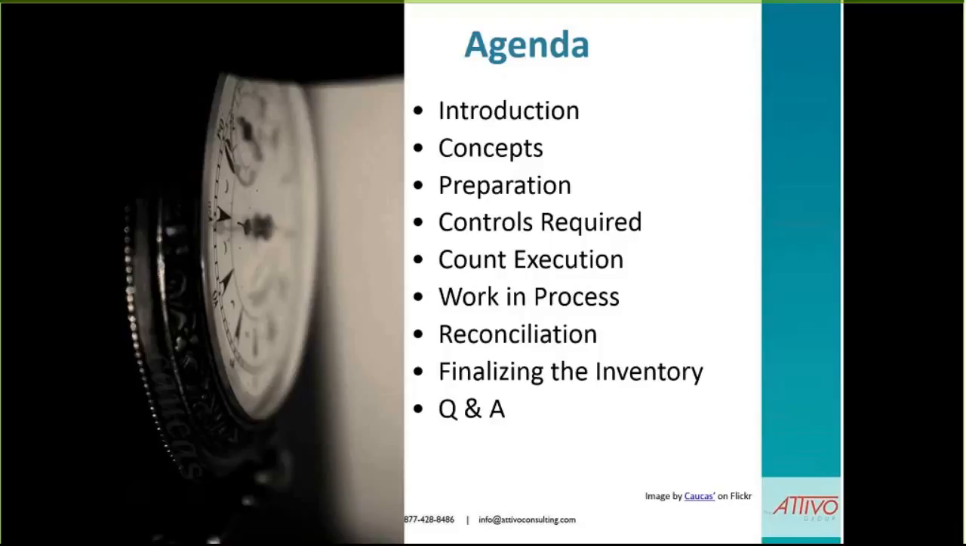With that out of the way, let's go ahead and take a look at our agenda. I'm going to first give you a more extensive introduction to the Ativo Group, and then we're going to move into the meat of the presentation. We're going to go over some of the general concepts behind a physical inventory count, what you need to do to properly prepare before you get into the nitty-gritty, and some of the controls required. We'll cover count execution, work in process, and then a very important part, the reconciliation part of doing a physical inventory count, as well as finalizing the inventory. That should take us about 45 minutes, which will then bring us into our Q&A portion.